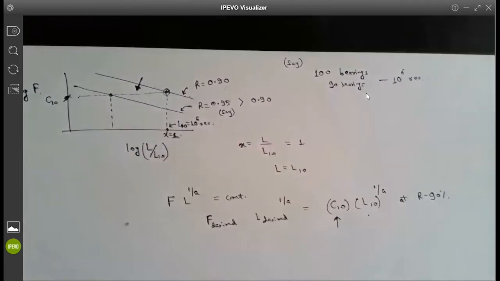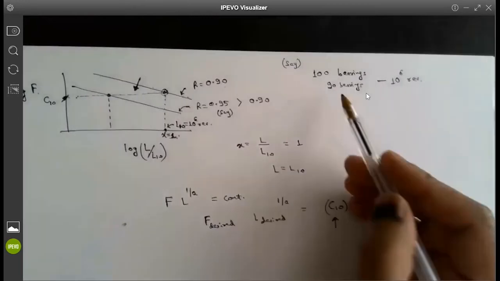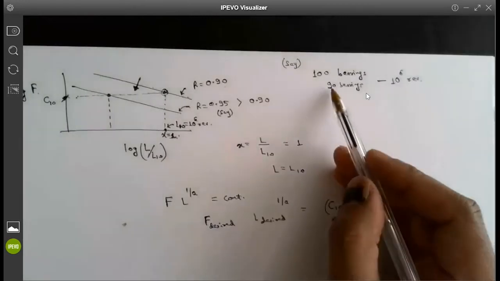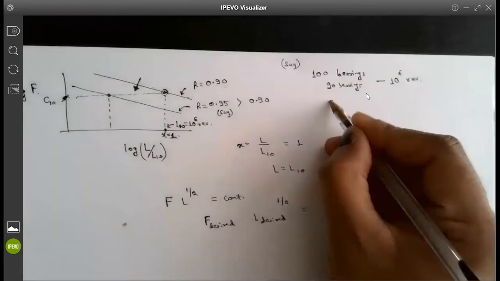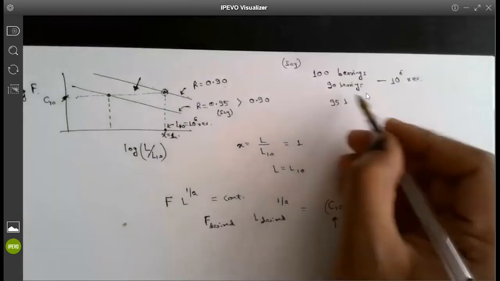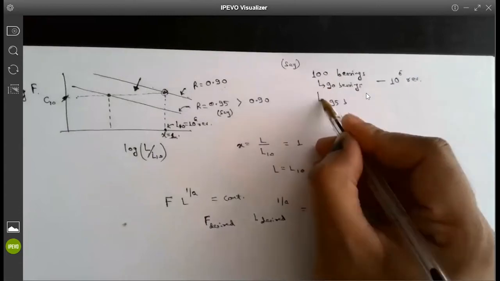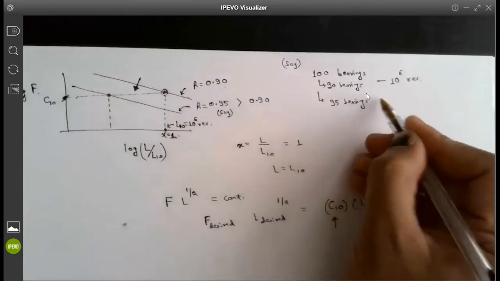Now, if I say that I would like 95 bearings, not 90, but 95 bearings out of this group of bearings, would be able to survive how many number of revolutions?